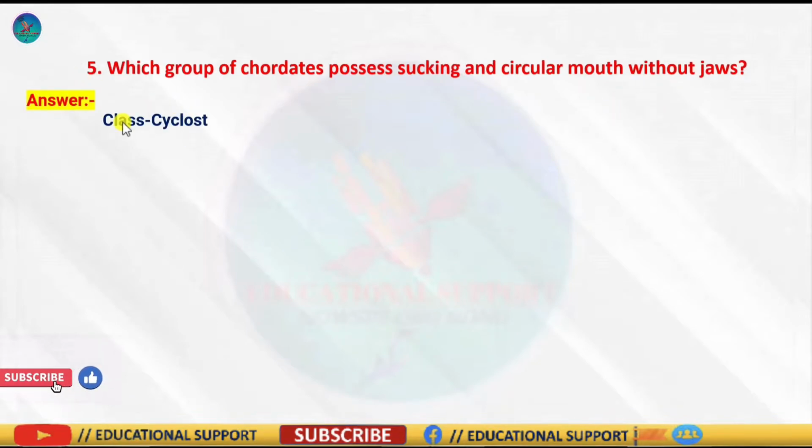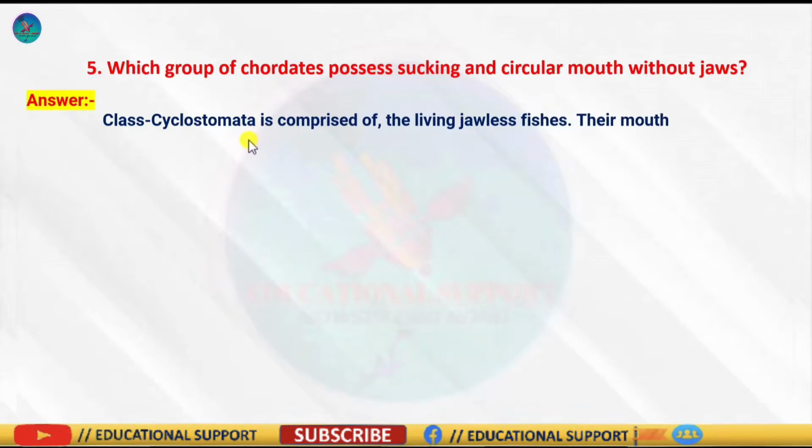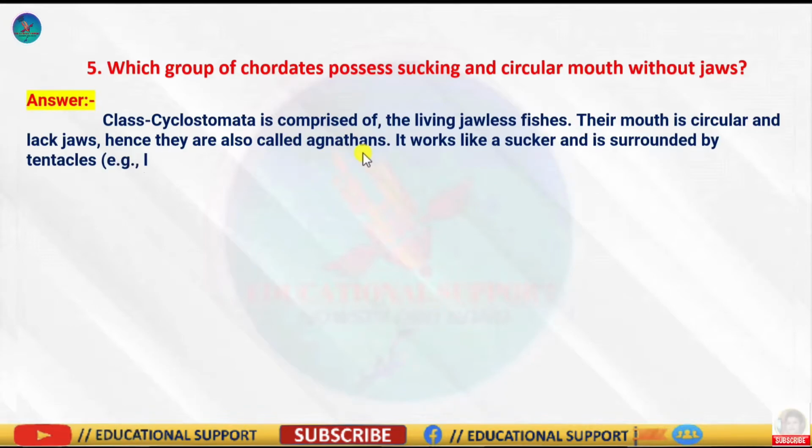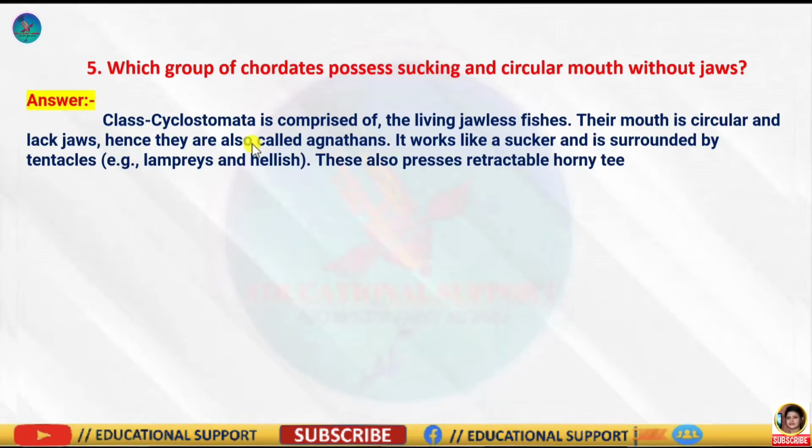Question number 5: which group of chordates possesses a sucking and circular mouth without jaws? Class Cyclostomata is composed of the living jawless fishes, and their mouth is circular and lacks jaws, so they are called agnathans. It works like a sucker and is surrounded by tentacles, and they also possess retractable horny teeth.